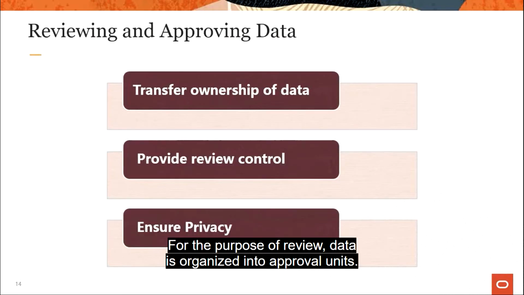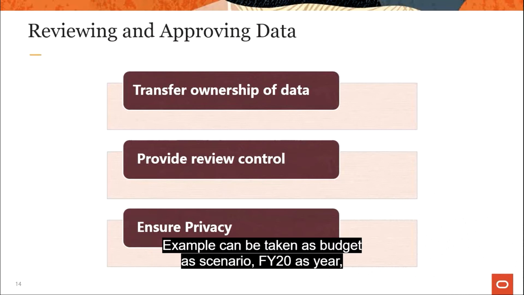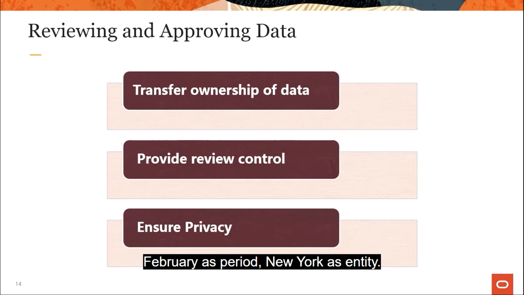For the purpose of review, data is organized into approval units. An approval unit is the combination of data for a specific scenario, year, period, and entity. An example can be taken as Budget as scenario, FY20 as year, February as period, and Newark as entity.